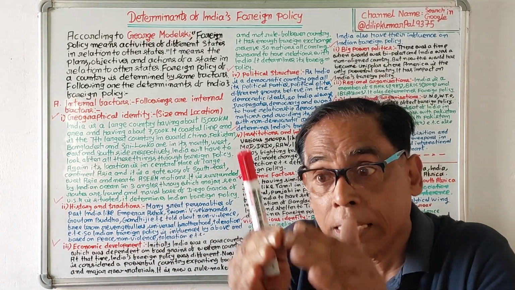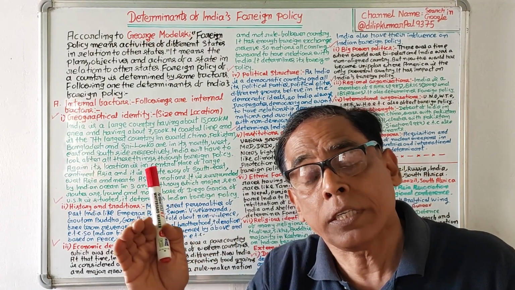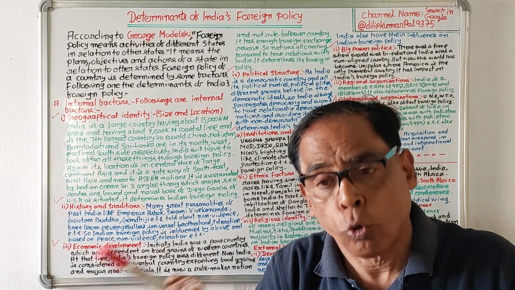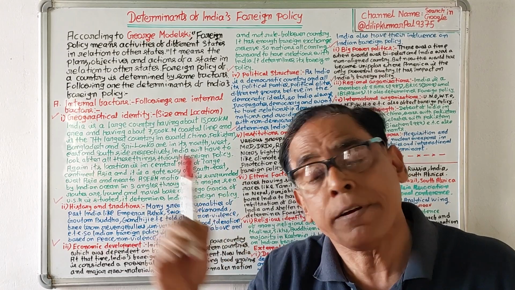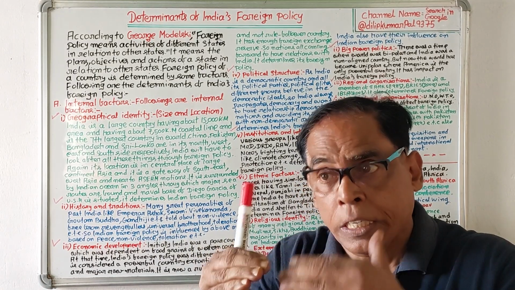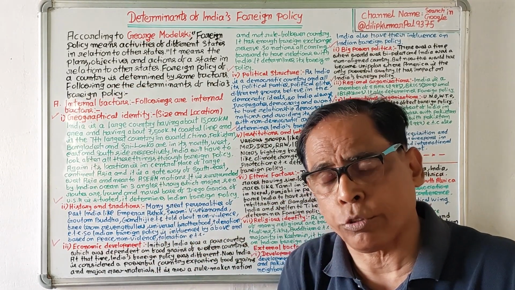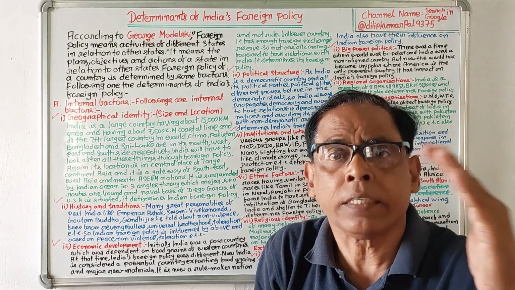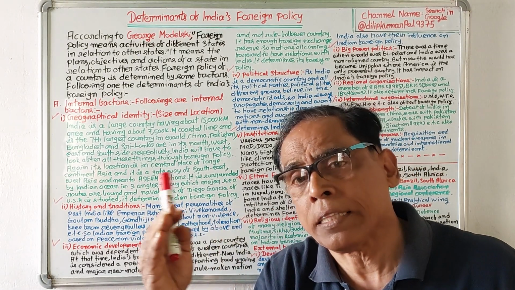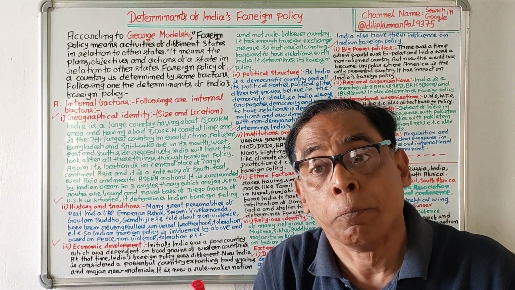So India is a large country. Its area is 15,000 kilometer. Its coastline is 7,500 kilometer. China is in its north. Sri Lanka is in its south. Pakistan is in the west. Bangladesh is in the east. Four states are its bordering neighbors.